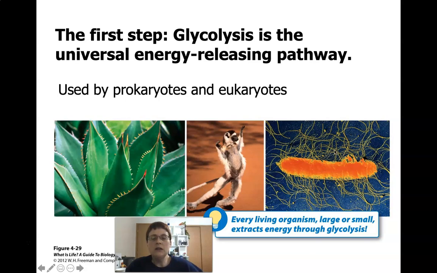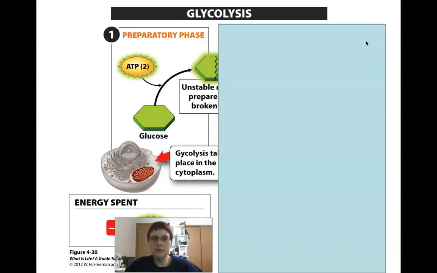But for what we're looking at, what we need to know is that these prokaryotes, simple cells, and eukaryotes, more complex cells, can all use this first step in cellular respiration, glycolysis, because it's the universal energy releasing pathway because of where it happens in the cell. So let's take a look at glycolysis.